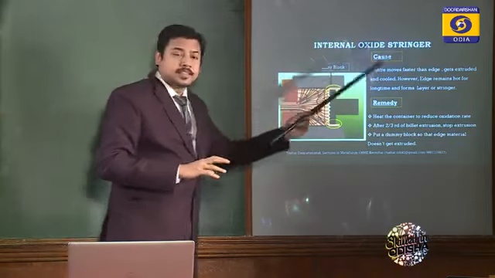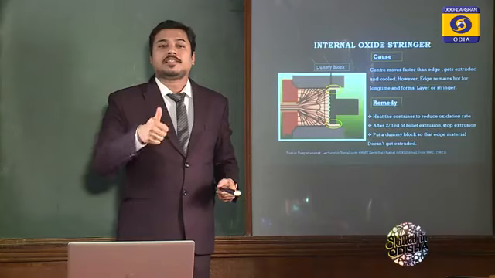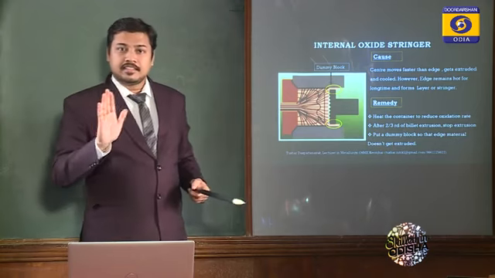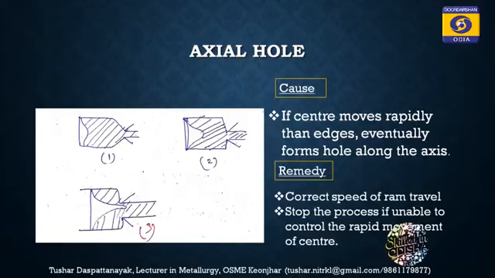Okay, so internal oxide stringer, cause and remedy we have discussed. Cause is center moves faster than the edge, so center gets colder faster than the edge gets oxidized. What is the remedy? Remedy is heat the container. Number 2 is after 2/3 of the billet is extruded, stop the extrusion. Number 3, which is the important one, put a dummy block so that the edge material doesn't get extruded during extrusion. Clear? We'll go to the next defect, that is axial hole.